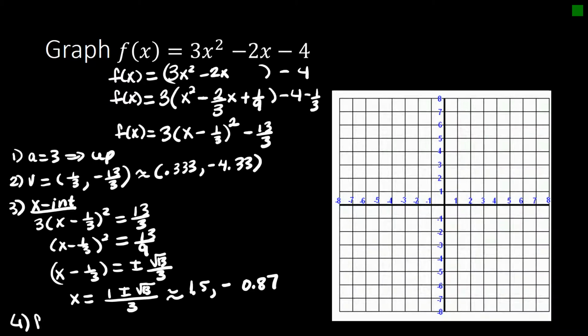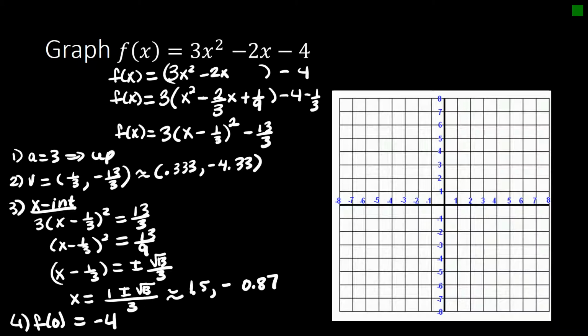And number 4, to find our y-intercept, let's go back to our original equation. We evaluate f(0), so the first and second terms would go away, and we're left with −4. So let's put all of this on a graph.